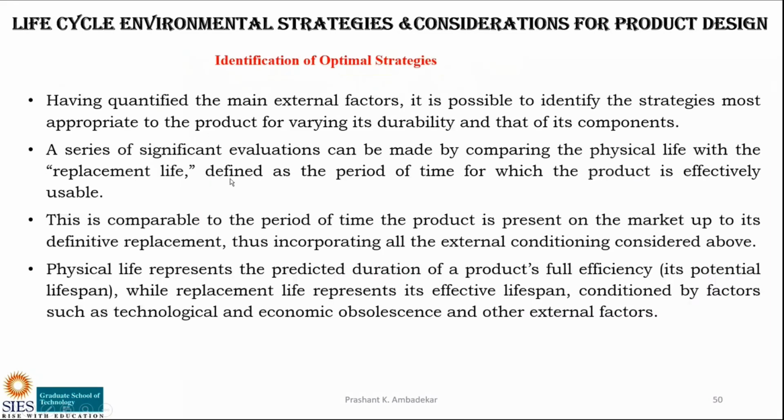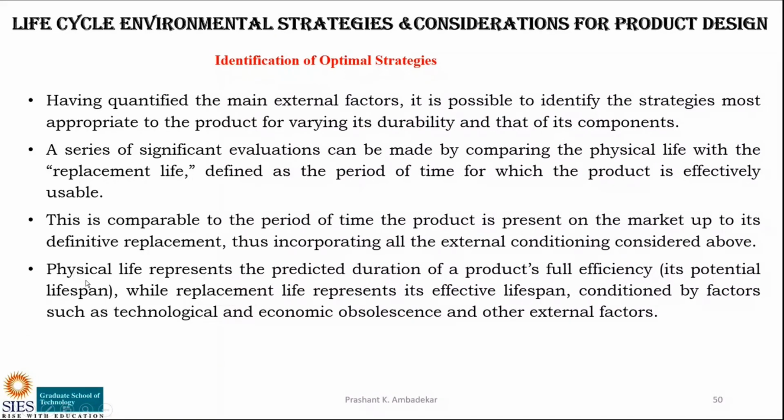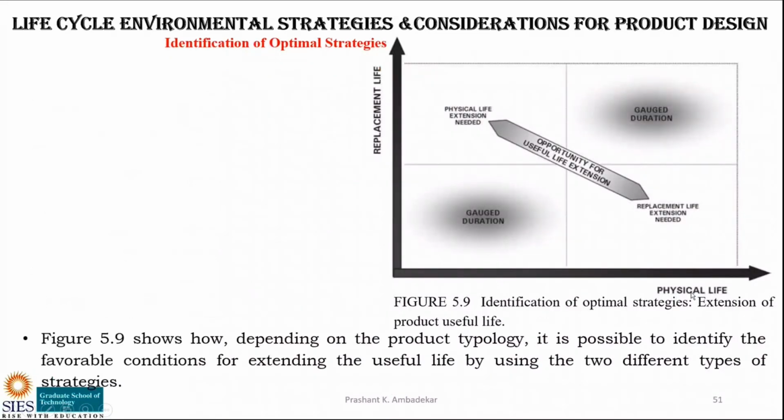But there is another concept, and that is replacement life. Physical life represents the predicted duration of a product's full efficiency, while replacement life represents its effective lifespan, conditioned by factors such as technological and economic obsolescence and other external factors. So it is saying that replacement life is earlier than the physical life of the product. In order to understand these two things, physical life and replacement life, we have this figure here. I am repeating this again because physical life and replacement life are required here.